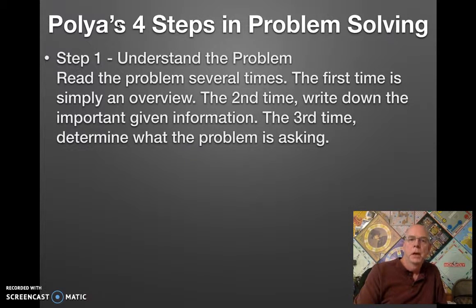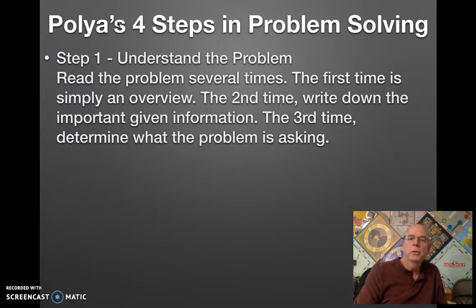understand the problem. And one way of doing that is to read the problem several times. The first time is simply an overview just to see what the problem is saying. The second time, write down the important given information that you're seeing in the problem. One way of doing that maybe is to have somebody read the problem to you, and you say stop every time you think that there's something important in the problem. Typically they're numbers, times, those types of things that you're looking for.